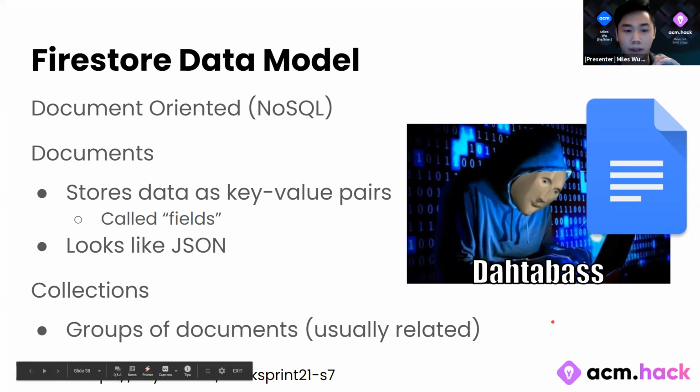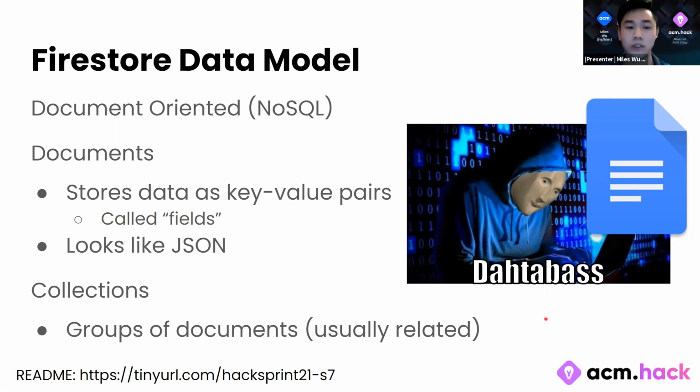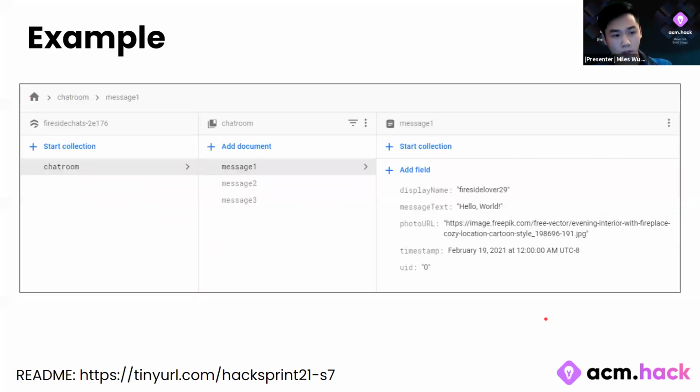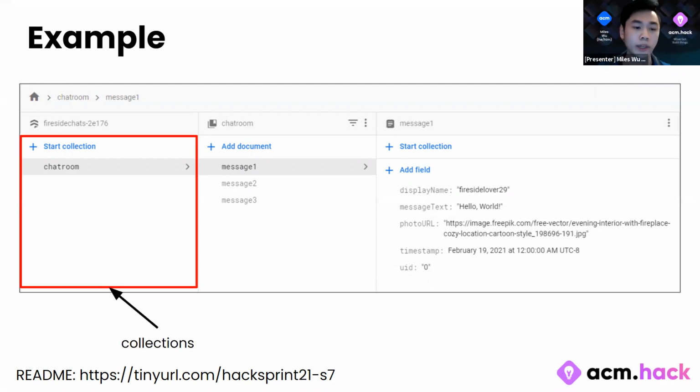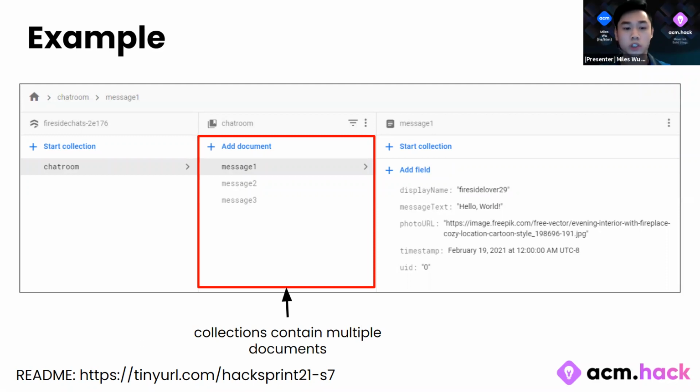So let's take a look at an example of what a Firestore database actually looks like. This is what you will see when you've created a Firestore database and you're using it. On the left-hand side, we have all the collections in your database. You can have as many as you want, as long as each one has a unique name. Here we have a chat room collection, and inside it there are multiple documents representing messages. Again, you can have as many documents as you want, as long as they are uniquely identified, so we have message 1, message 2, and message 3.